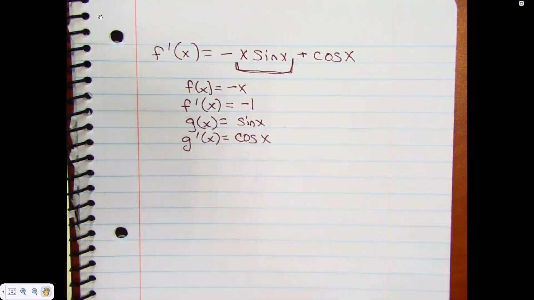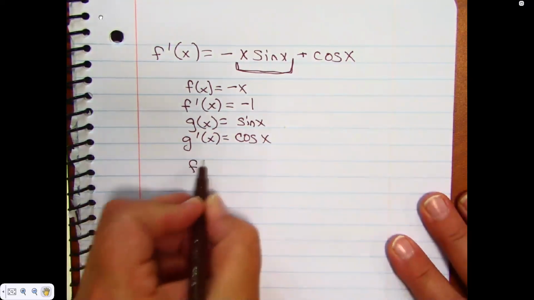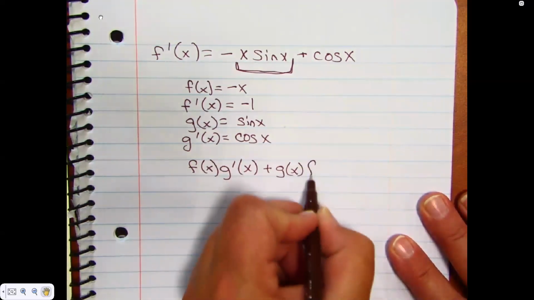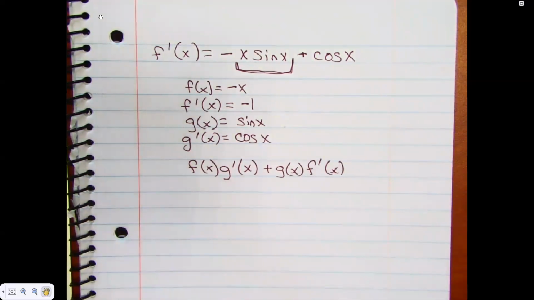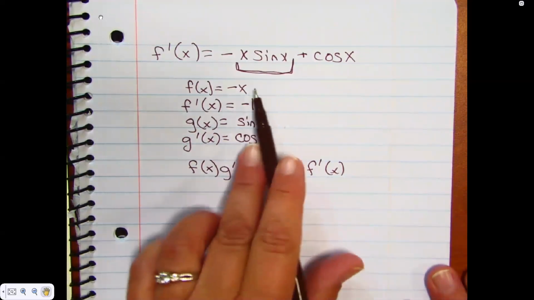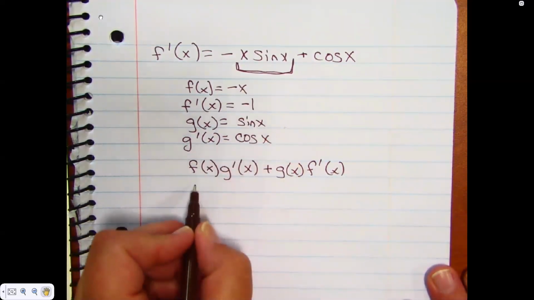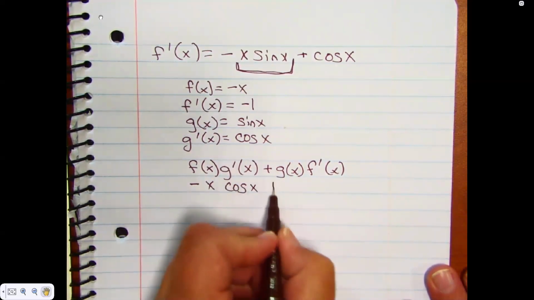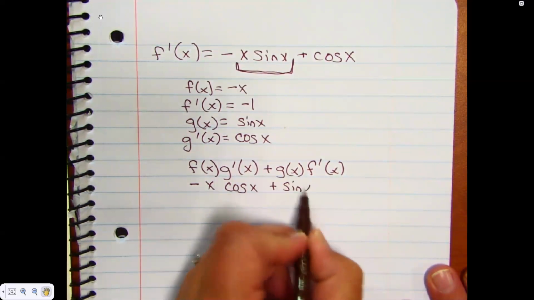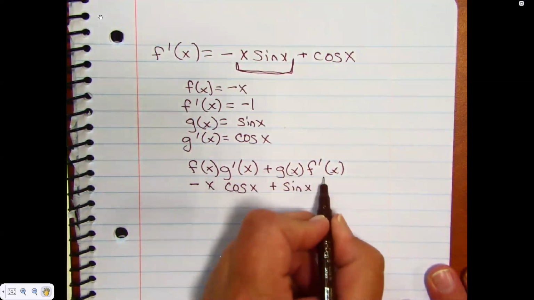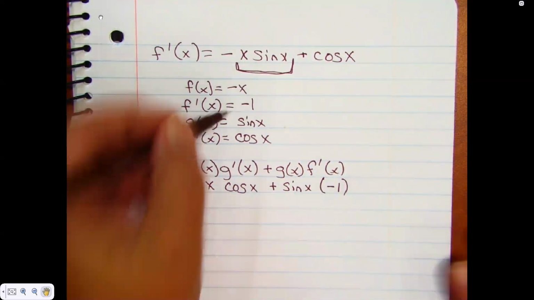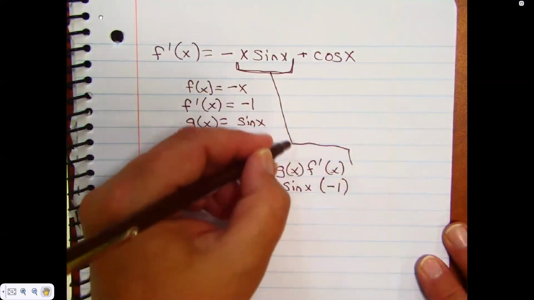All right, so then we do first times the derivative of the second plus the second times the derivative of the first. Plug it in. Negative x, derivative is cosine of x, plus g of x, which is sine, derivative, which is negative 1. Just make sure you don't write minus 1, it's times, so put that in parentheses. That covers this guy.